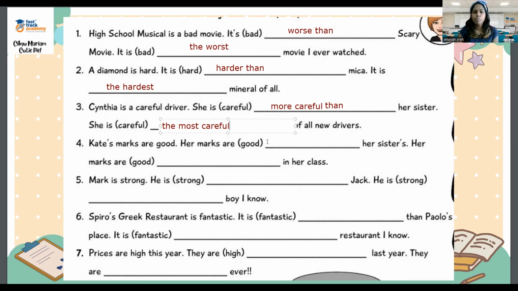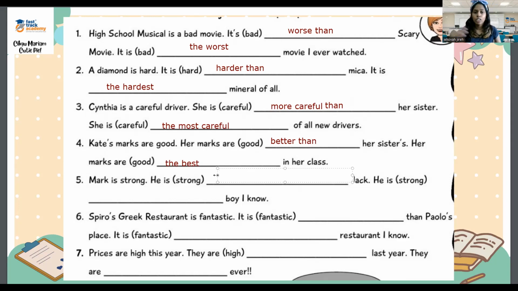Okay. Number 4. Kate's marks are good. Her marks are, what is the comparative word for good? Better. Her marks are better than her sister's. You need to use the word than. If you're going to compare her marks to the rest of the students in the class, how do you say? Yes, good, better, best. Her marks are the best in her class. Remember to always add the word the in front of the adjective. It's very important, okay?